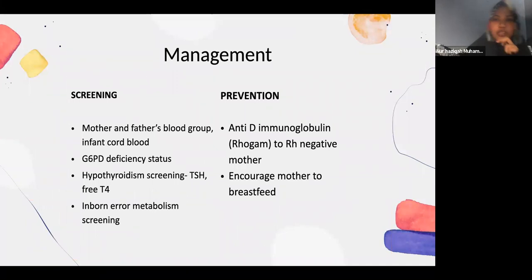So for the management, other than the mainstay of phototherapy and exchange transfusion, there is screening. We can screen to prevent any blood incompatibility, and also screen for G6PD deficiency. Also thyroid screening, which I think is done in Malaysia during delivery, and also screening for any inborn error of metabolism.